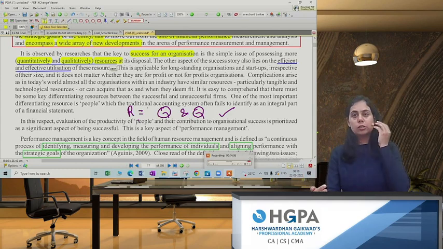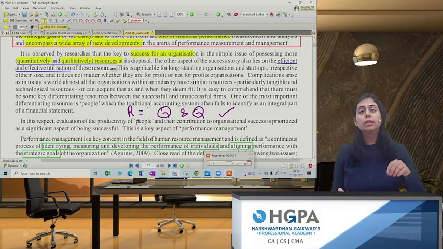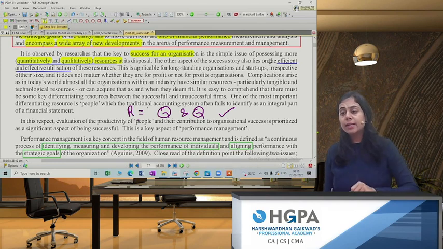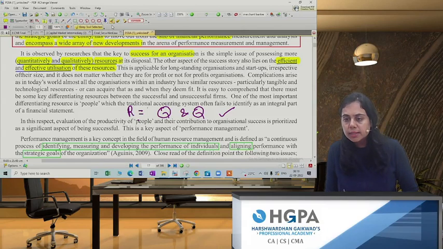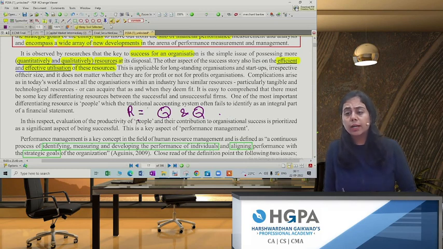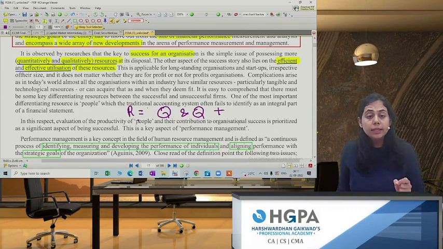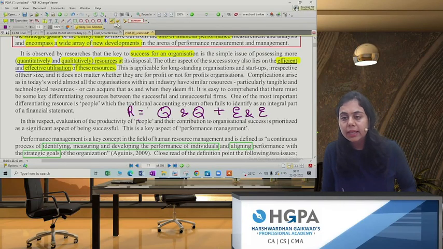So for the success of a company, what does performance management focus on? Performance management focuses on resources being quantitatively and qualitatively appropriate. Plus, the other aspect is their working should be efficient and effective utilization of the resources. So a very important answer is from the summary. We can summarize this as: there are two factors in the resources. They should be appropriate quantitatively, they should be appropriate qualitatively, plus one more thing is that they should be working effectively and they should be working efficiently as well.